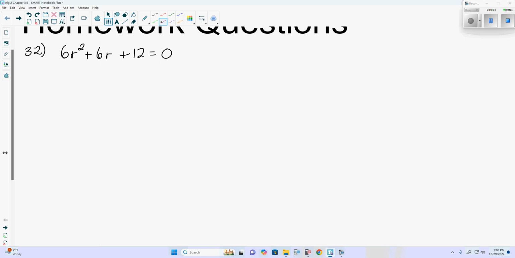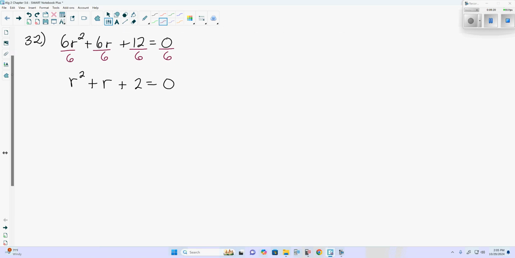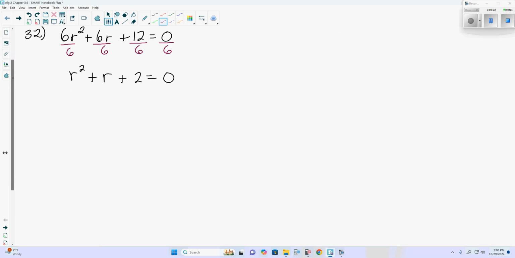Now, first step, is a equal to 1? No. If not, make it so. So we have to divide everything by 6. And when we do this here, we'll get r squared plus r plus 2 is equal to 0. Now we can move on to step 2. So we need to get the constant term by itself, and we can do that by subtracting 2 from both sides.